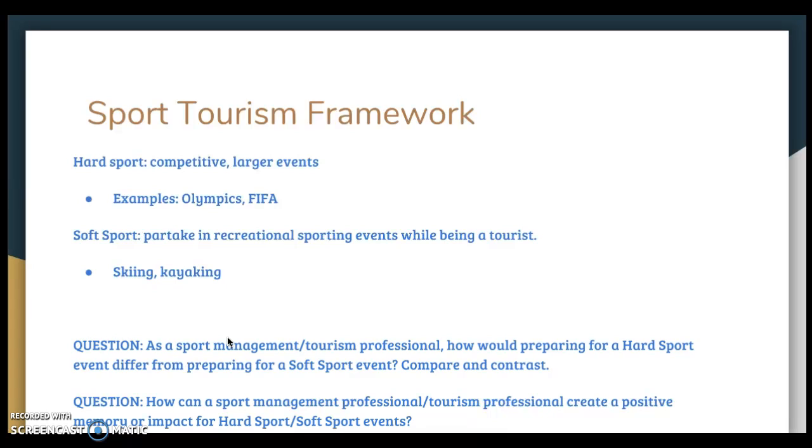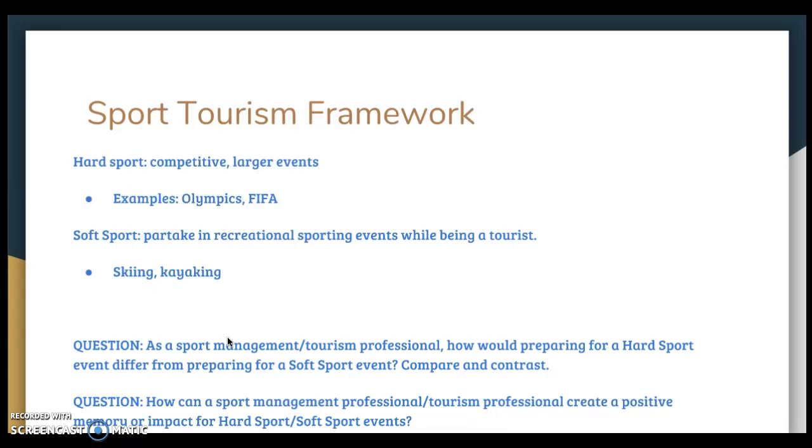And I guess another question would be how can a sport management professional create a positive memory or impact for hard sport and soft sport events? I think it all has to go into what's going to make the tourists have a memorable time and have an impact that's more positive than negative. So I guess for the Super Bowl coming up, is it the halftime show that really makes it for the tourists to have a good time, or is it really the football and competition and the atmosphere, because it's one of the most popular events?